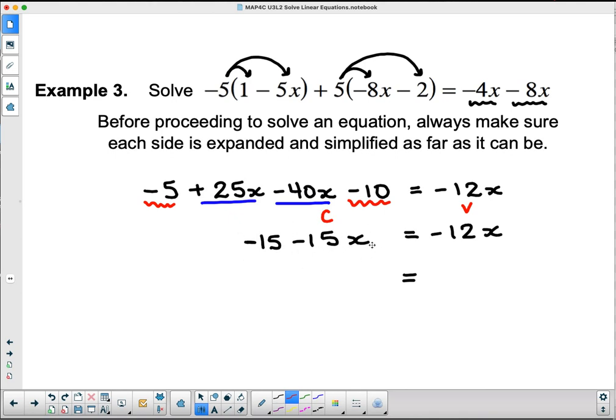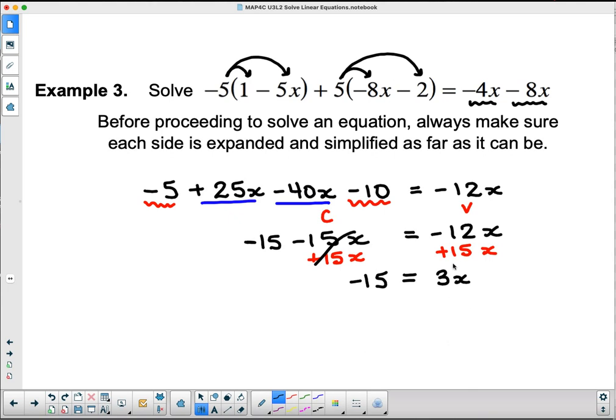So the negative 15x is my variable term, so I'm going to add 15x on this side. But whatever you do to one side, you have to do the same thing to the other, so I have to add 15x on this side as well. So what that means is that this is gone, and I have just negative 15 on this side. And over here, these 12 negatives are going to cancel out 12 of those positives, leaving me with only 3 positive x's.